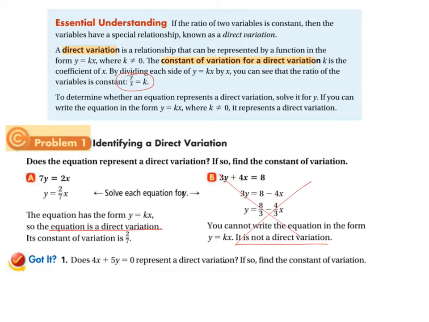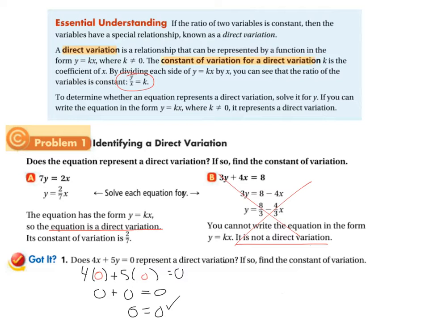Okay, so if I took that equation and I plugged in 0 for x and 0 for y, we get 4 times 0 plus 5 times 0 equals 0. 4 times 0 is 0, plus 5 times 0 is 0 equals 0. Yep, 0 equals 0. This is a direct variation situation, so we can rewrite this.